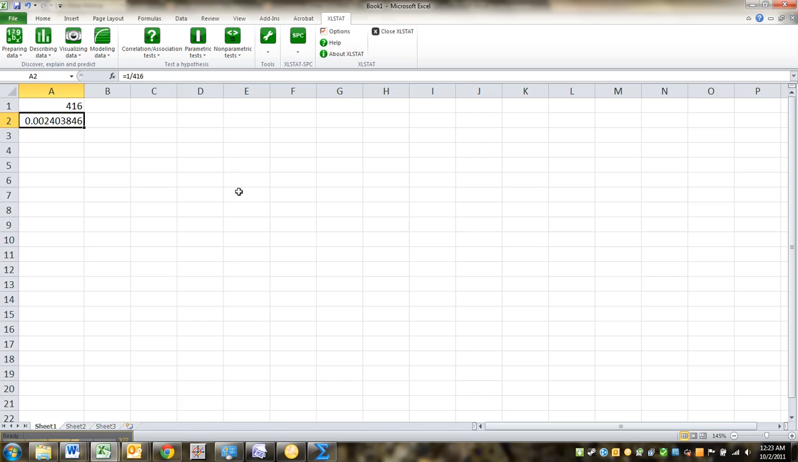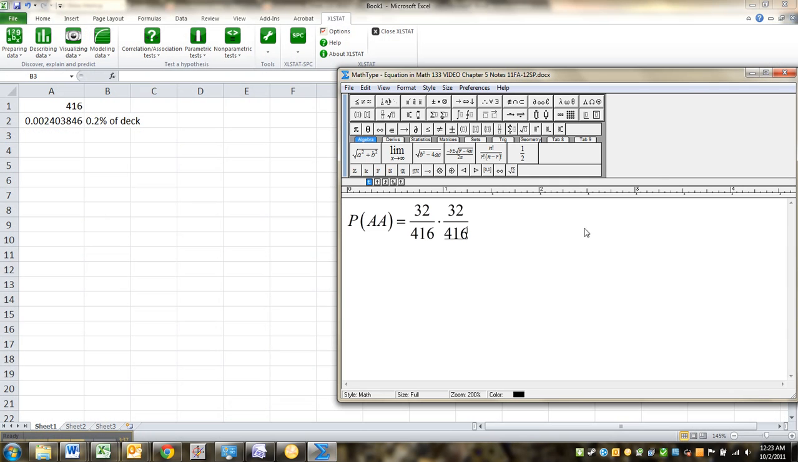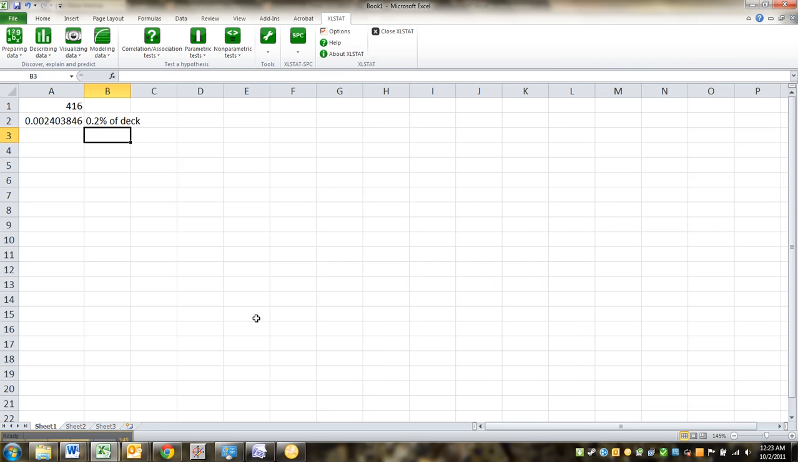Now, if you're dealt a whole hand, that's a different story. But 1 card is only about 0.2% of the deck, which is smaller than 5%, so we're just going to treat it like it's independent, even though it actually isn't, right? If you were going to treat it as not independent, you'd make it 31 out of 415. But you can leave it independent, so you're going to leave it 32 out of 416.